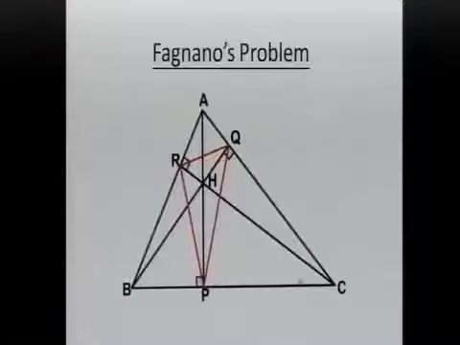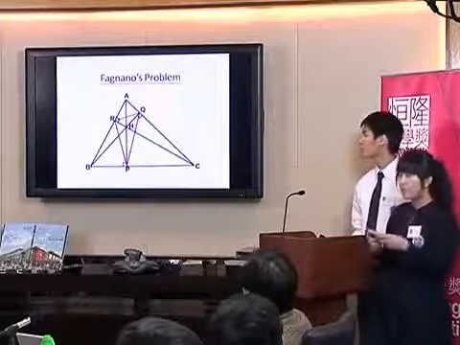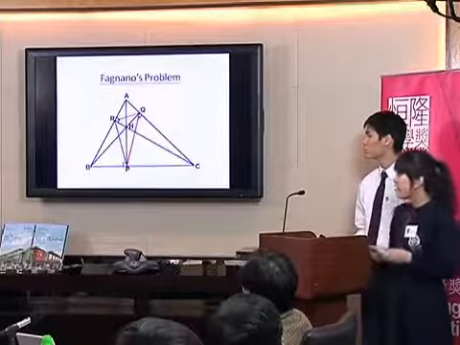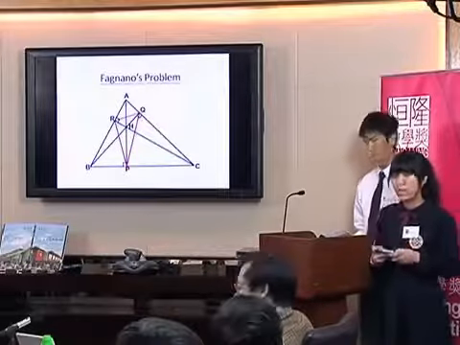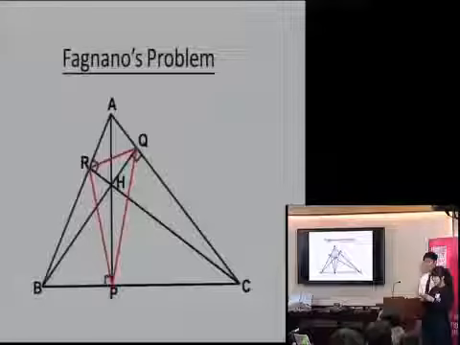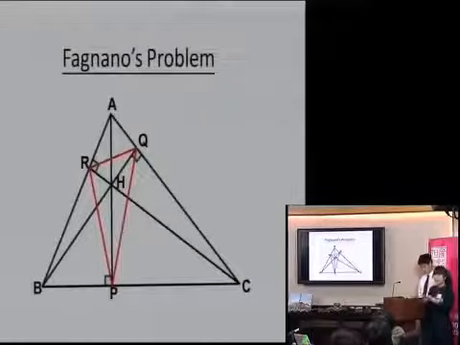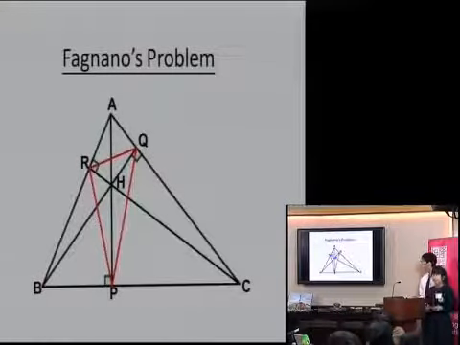Fagnano's problem is to determine the inscribed triangle with minimum perimeter of a given acute triangle. The answer is the Orphic triangle, and its general problem has been solved. Inspired by this problem, our group is curious about the situation when this general problem is discussed on a sphere. That's why we work on this problem.